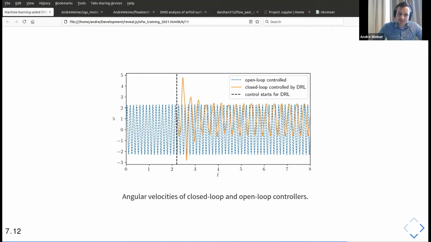And if we now look at the angular velocity that is imposed during the simulation, we see two effects here. If you look at the orange solid curve again, this is the closed loop reinforcement learning controller. First of all, it controls much less in terms of amplitude and also frequency. So if you convert this to a real application and you consider power consumption, this controller would consume much less energy. And another interesting effect is that if you eyeball the mean of this curve, it's not 0, but it's positive.